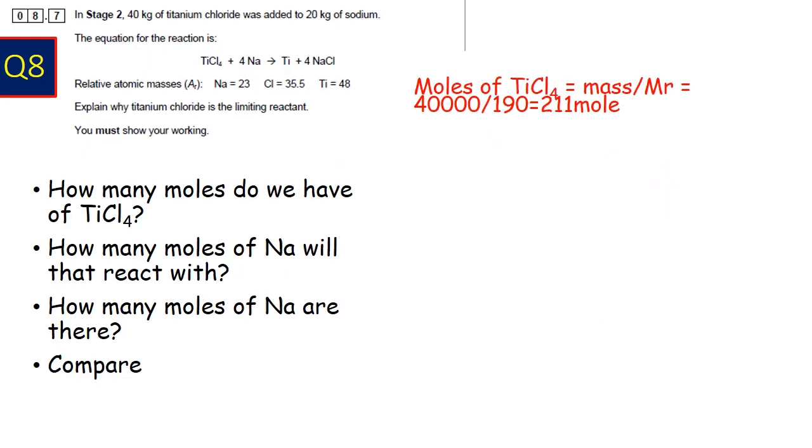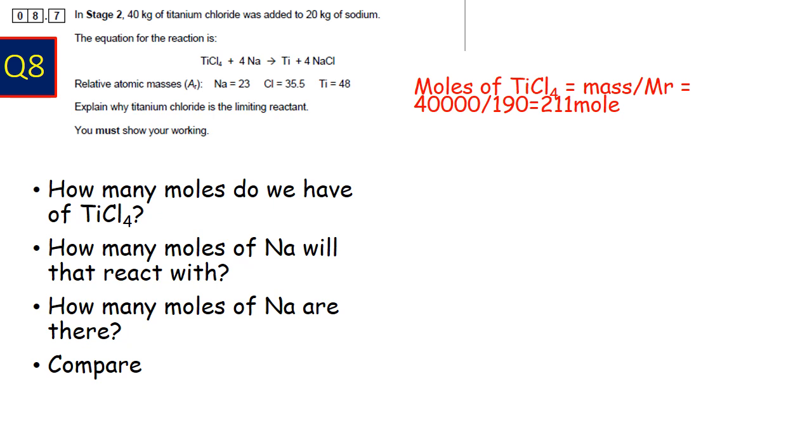So here we've got a calculation looking at stage 2. We have 40 kilograms of titanium chloride being added to 20 kilograms of sodium. Note the masses are in kilograms. If we're doing calculations, we want them to be in grams, so we're going to need to convert them. The equation for the reaction is shown, and we've got some relative atomic masses.